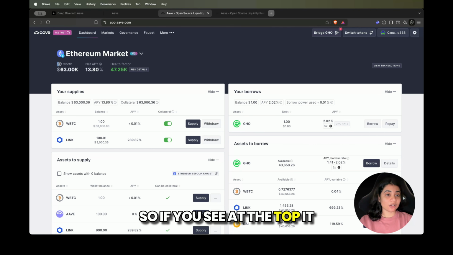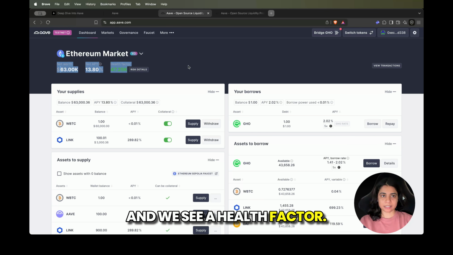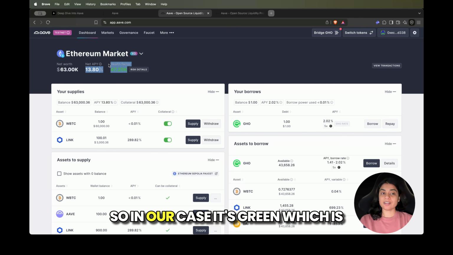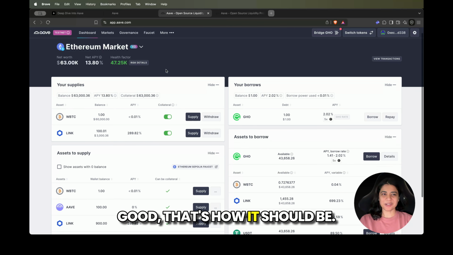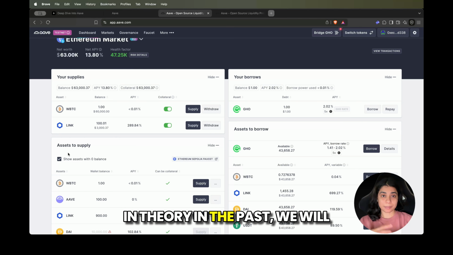If you see at the top, it shows my net worth, net APY. This is the total APY of my supplies and borrows, and we see a health factor. Remember about this health factor, we said it shouldn't drop below 1. In our case, it's green, which is good. That's how it should be. We talked about this whole flow in theory in the past. We will see it in action in this demo.